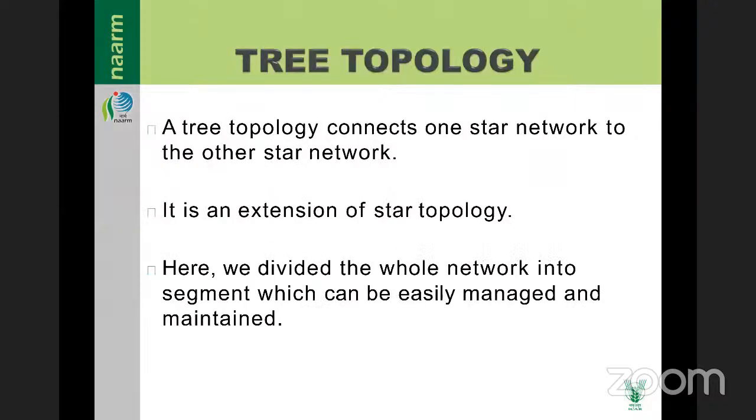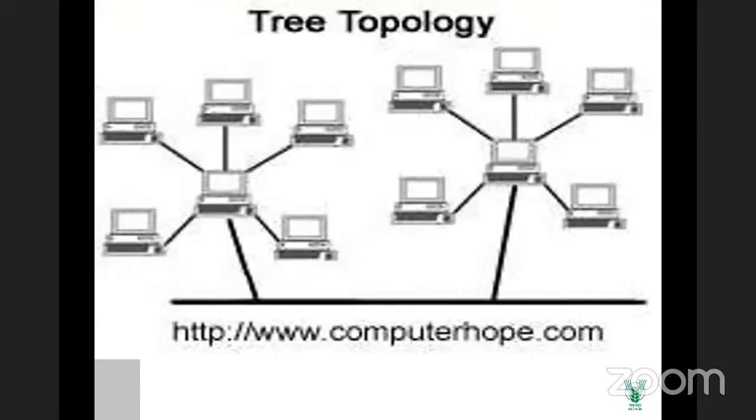So next is tree topology. It is one star network connected to another star network. It is an extension of star topology. We divide the whole network into segments. We are making small cells, different segments, which can be easily managed and maintained. Right? Tree topology, tree structure, because you see, this is a tree. We are making parent-child relations.